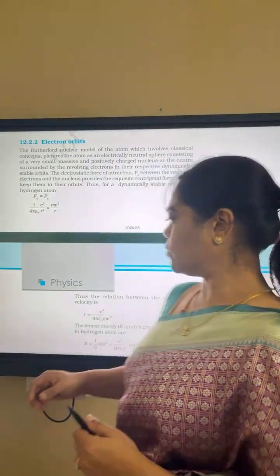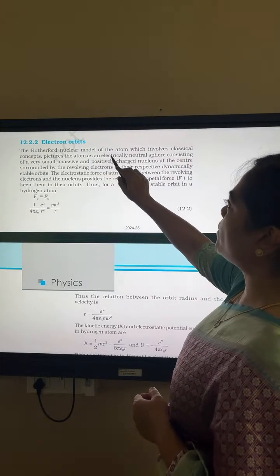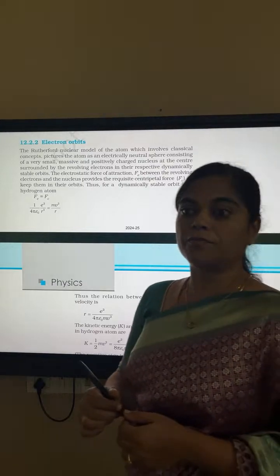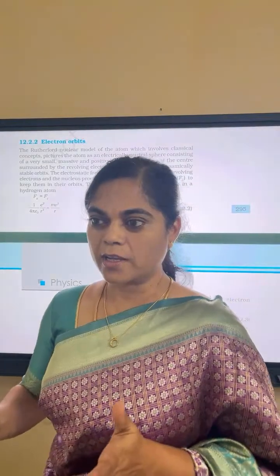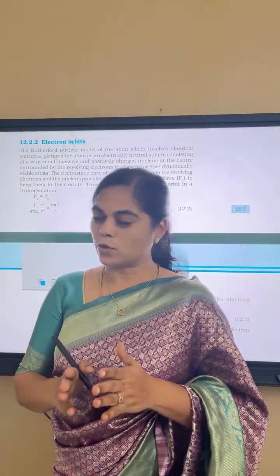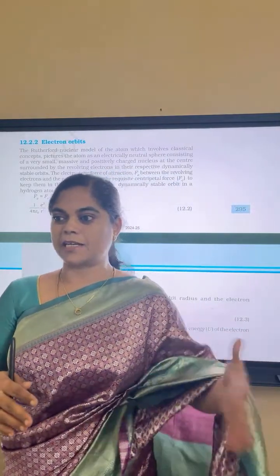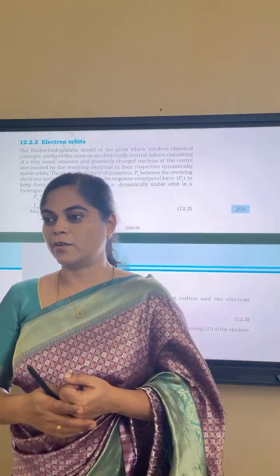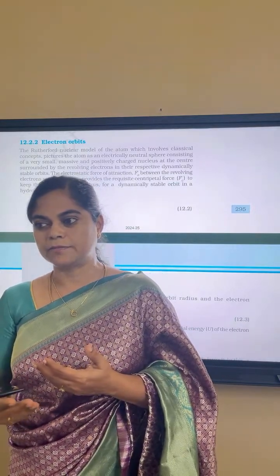In continuation with the topic, we are now going to discuss electron orbits and the Rutherford nuclear model of the atom, which involves classical concepts. First of all, you should know about classical concepts and quantum concepts, that is, before Einstein and after Einstein. Even Einstein initially believed in Newton's theory. Newton's theory, or corpuscular theory, is what we call classical.